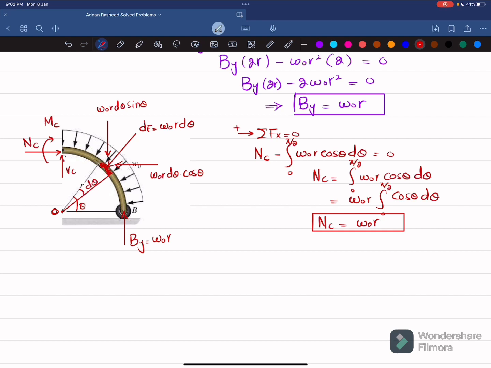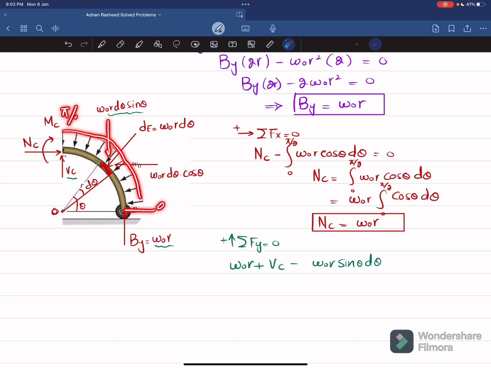Clear? Now we'll find this VC by using another equation of equilibrium, that is, the sum of all forces along the y direction must be equal to 0, and upward force is taken as positive. You can see one force upward is w naught into r, the second force is VC, and the third force is this downward force, minus w naught r sine theta d theta. Since this is a differential force, for the entire length from 0 to pi by 2, we integrate this force and get the net vertical force.